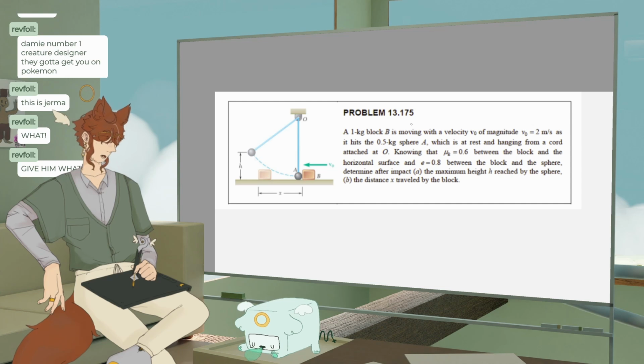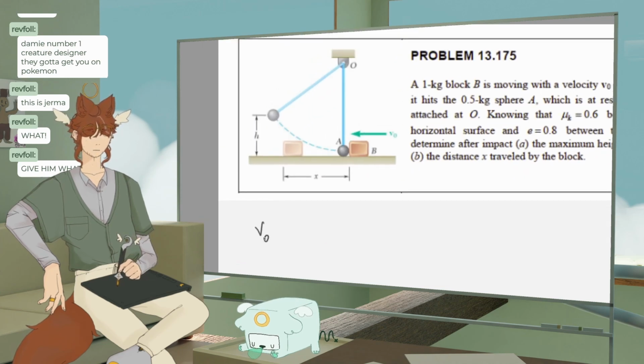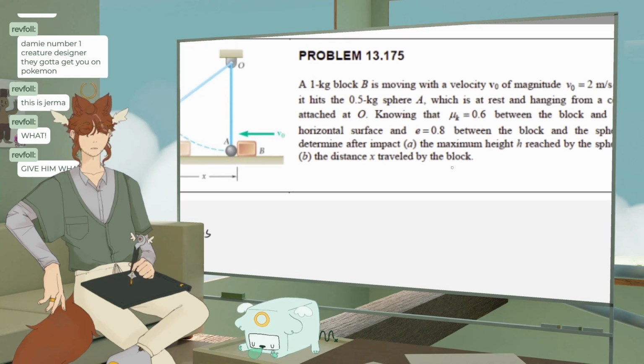I'm gonna call that one V0, because it's called V0. We're gonna define some other velocities. Knowing that between that and the coefficient of restitution, determine after impact the maximum height. Oh, it's the other way around. I'm dumb. Okay, this is why we read the problems. A block is moving with magnitude. Okay.